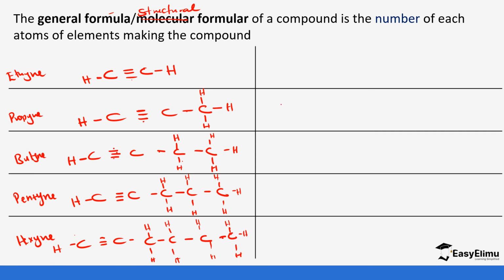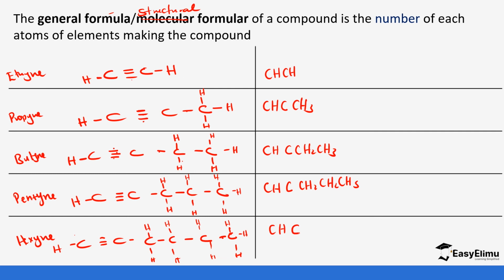So this structural formula can also be condensed. If we condense it, the first one is going to be CH, as you notice. The second one is CH, then CH3. You can see there is no hydrogen in the inner one. The butane is going to be CH, then CH2, and CH3. And then pentane is going to be CH, then C, then CH2, CH2, and CH3. And then hexane is going to be CH, then a C, then CH2, CH2, CH2, and CH3.